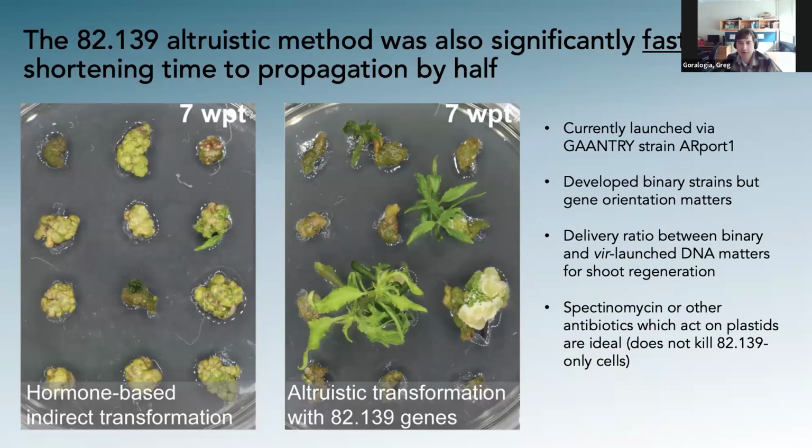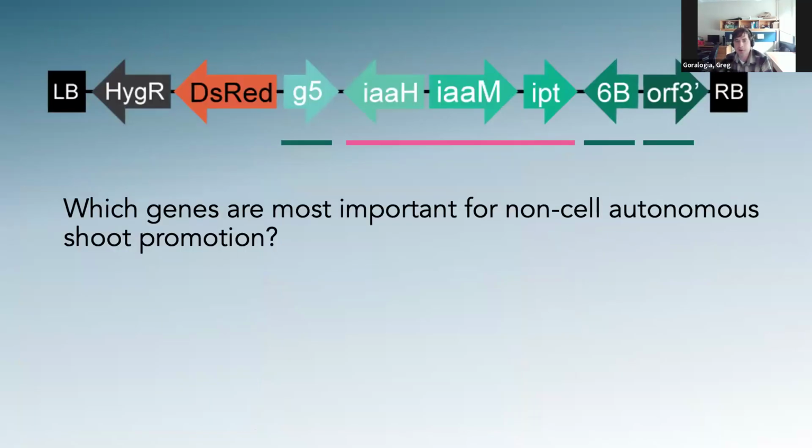Right now we have this strain, it's launched from the Vir plasmid in a system called Gantry. That's been a game changer for us. We also have some binaries, so we hope to add genes soon. The ratio really matters. This is a critical part of this. And spectinomycin also in our dicots, because you're not killing the callus tissue as much, this is a really important aspect of it. I'll talk a little bit about the mechanism.